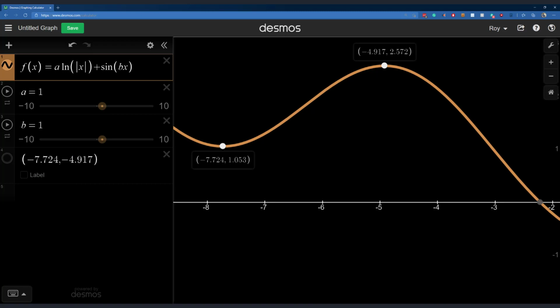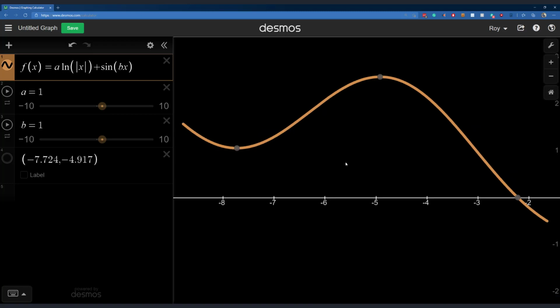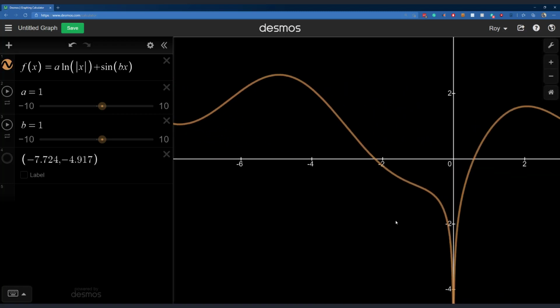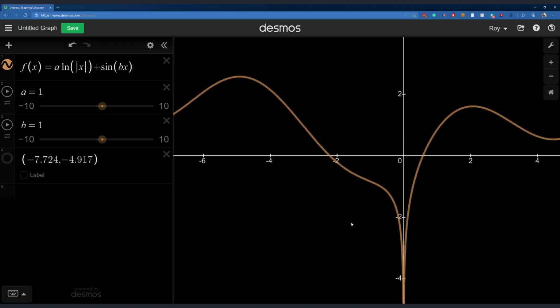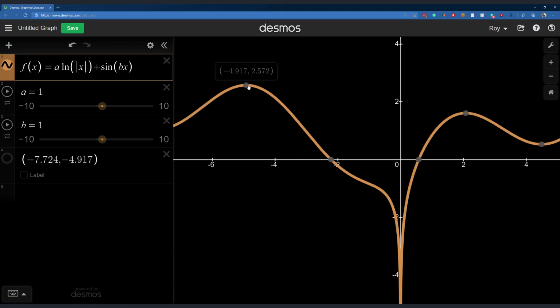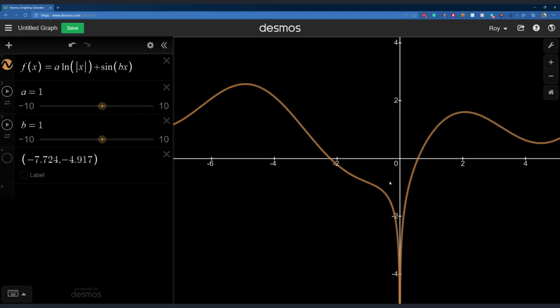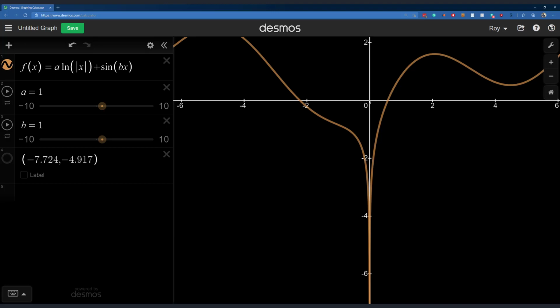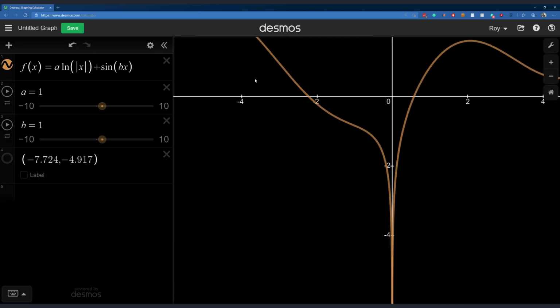Notice I use open parentheses. Intervals of increase and intervals of decrease never include their edge points, so that's just something to note. You can also easily state intervals of decrease here. In fact, I'm going to choose a very interesting interval of decrease. I'm going to say that the function is decreasing from negative 4.917, that's the x value, all the way up to x equals 0.